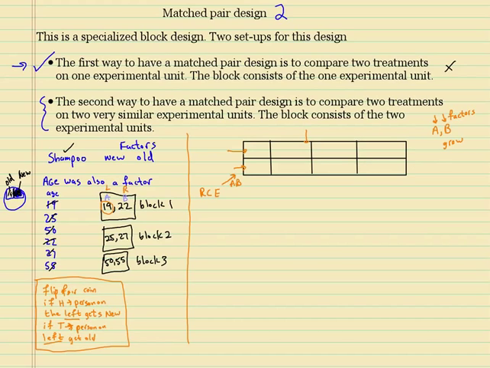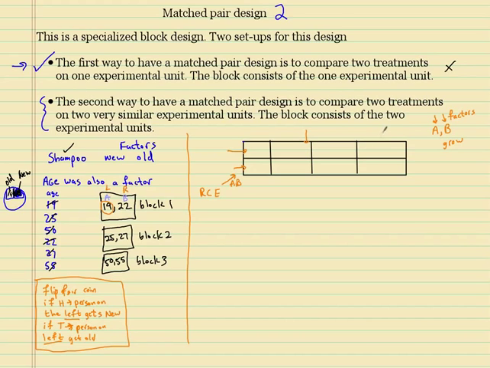Or I could take this and put them as blocks. I could say, okay, these top 4 are pretty similar, and these bottom 4 are pretty similar to each other. So what I could do is put 2 A's and 2 B's in each block. But we want to do a matched pair. So a matched pair, this is how we would do this.